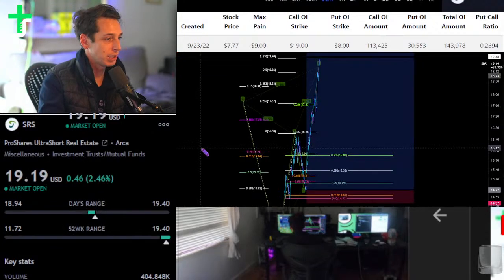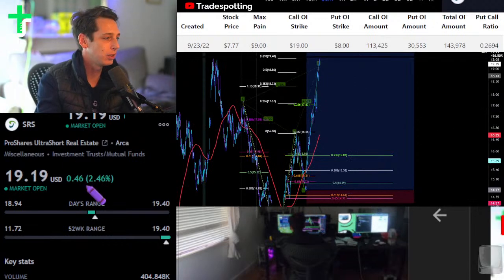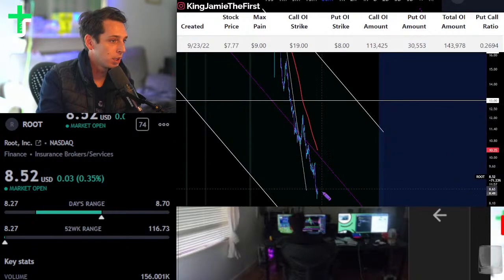We looked at SRS. We had a show on it today. Boom, look at that. 2.46%. Opened up at 1940. That was the take profit target. We were right about it. If you see that clip, check it out. It's brilliant. Root, not 0.38%, 8.52.